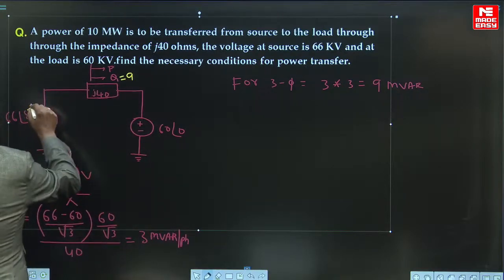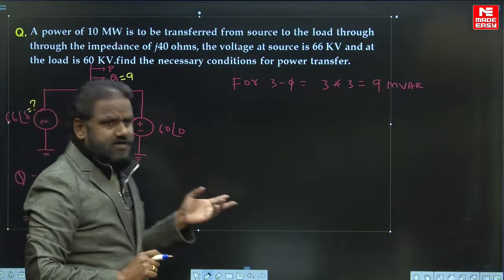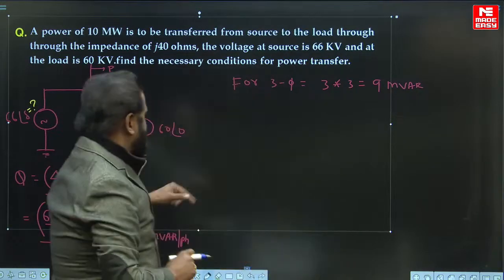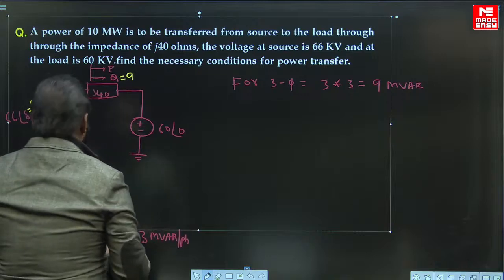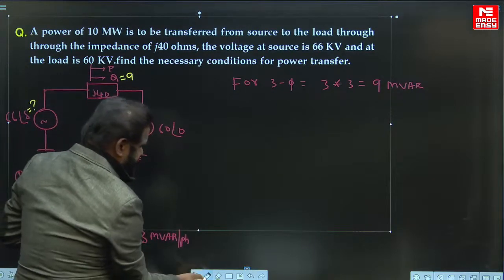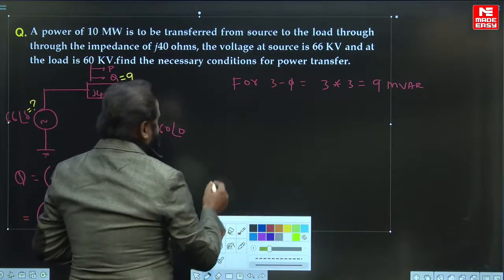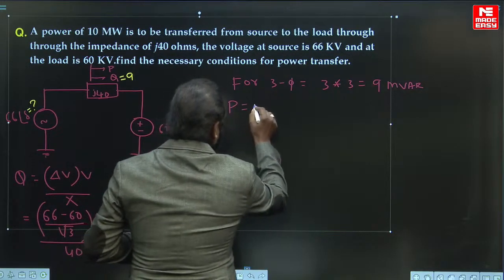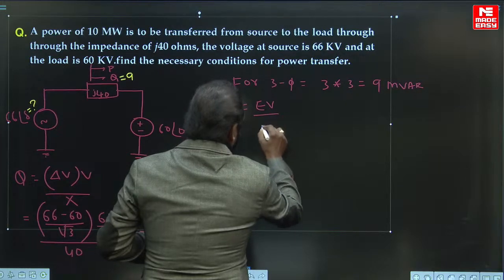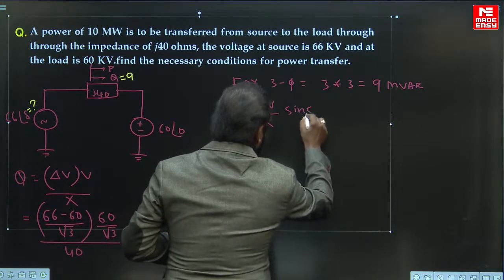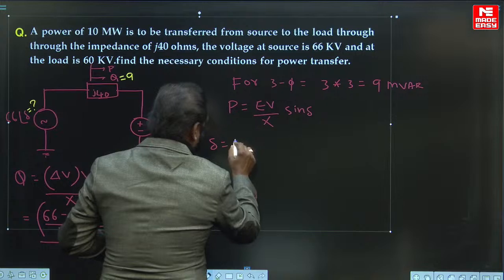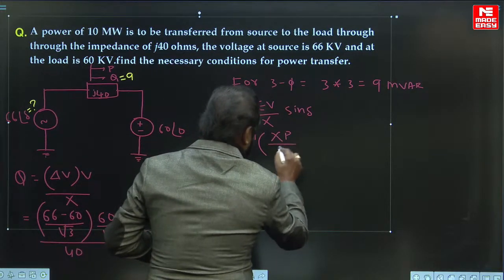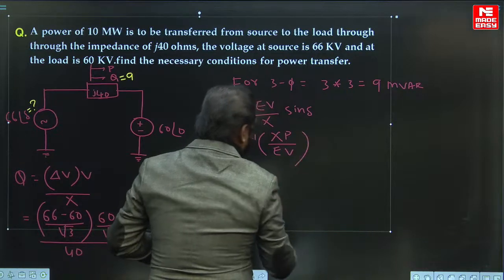Next thing is you need to calculate the delta. In the power flow condition P, Q, V, delta, P is given, V is given, you need to calculate the Q and delta. So one, Q, you have calculated; the other thing you need to calculate is delta. Let us see how you can make this calculation. We know the mathematical formula P is equal to EV by X into sine delta. So delta is equal to sine inverse of XP by EV.